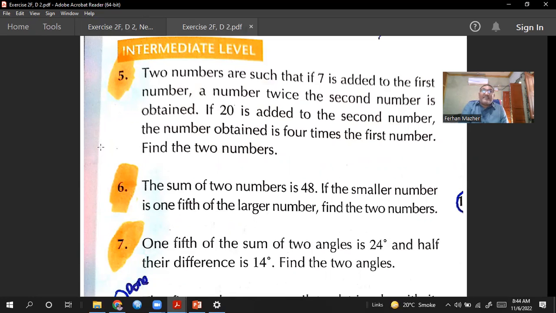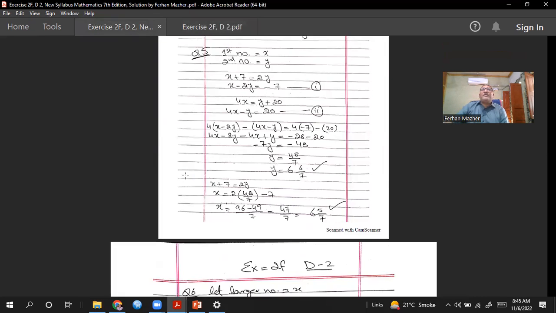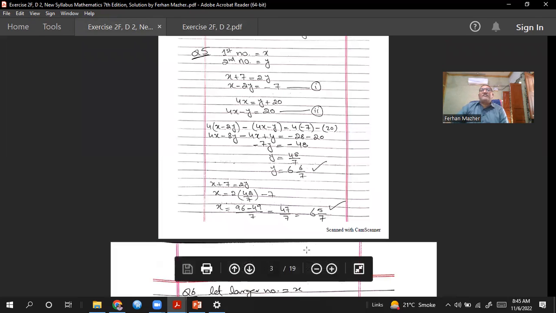It says if 7 is added to the first number, x plus 7, a number twice the second number is obtained, so x plus 7 equals 2y. And then it says if 20 is added to the second number, the number obtained is 4 times the first number. 4 times the first number means 4x equals y plus 20. So these are the two equations. We will solve them simultaneously.